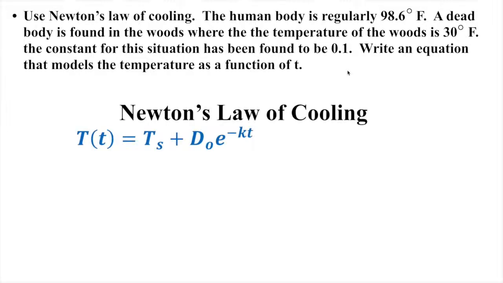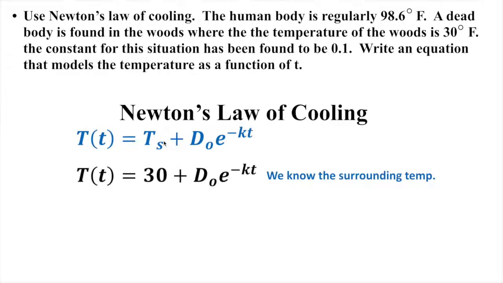Okay, so this is Newton's law of cooling. We know T of S. T of S is the surrounding temperature. That's going to be 30. Okay, now we can identify what D of O is. Okay, that's our initial difference. So we take our 98.6, subtract our 30, that gives us 68.6. So my D of O in this case is going to be 68.6.